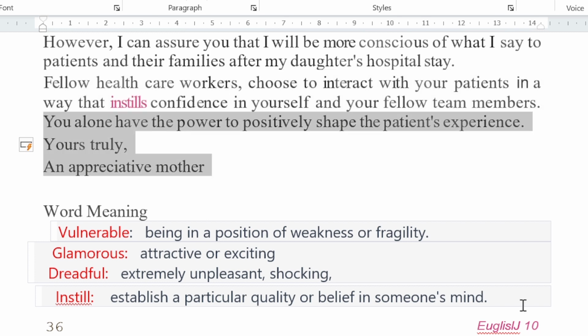You alone have the power to positively shape the patient's experience. Here the speaker is emphasizing that healthcare workers have the ability to make a positive impact on patients' experience through their actions, words, and attitude. Yours truly, an appreciative mother.